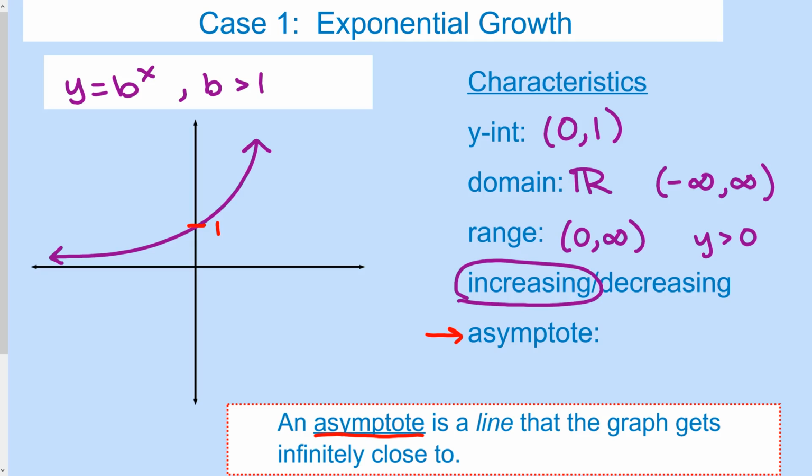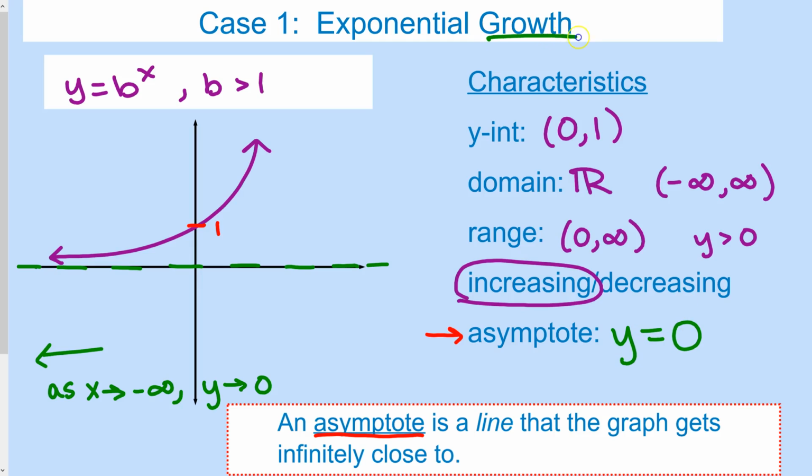So what line is this graph getting infinitely close to? It looks to me that as x heads toward negative infinity, y, or f of x, if you want to call it that, is heading toward 0. Remember when we used that notation in chapter 5? I'm going to draw this as a dotted line, and that line is our asymptote, and it has equation y equals 0.